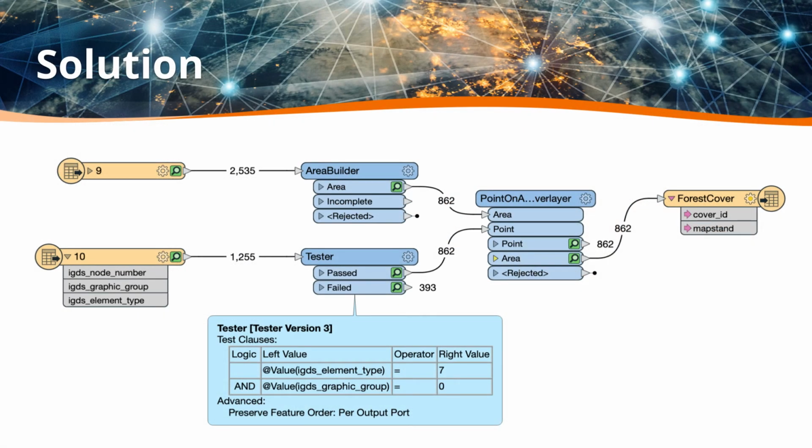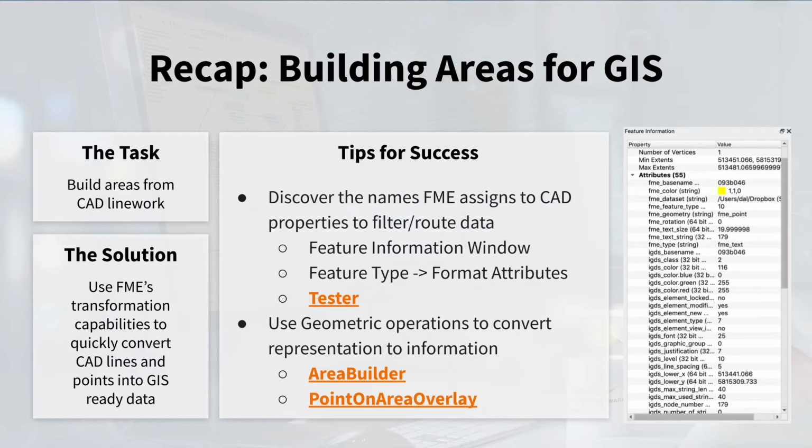So again, the solution was to read the DGN file. I exposed or made available the node number, graphic group, and element type. I ran them through the tester to pick out the ones I wanted. I used the area builder to build my lines. I connected or spatially joined the points on the areas, and I output it to a shapefile for use in GIS. And so the recap, again, you know the task, and we saw the solution.